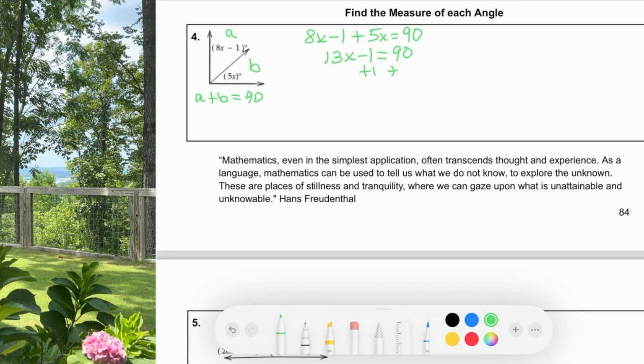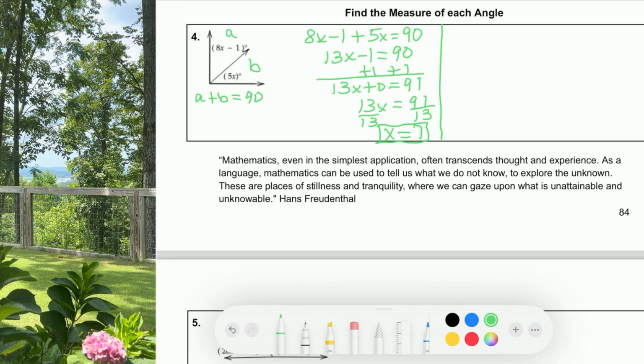Add 1 to each side. I get 13x plus 0 equals 91. So I have 13x equals 91. Now I'm going to divide both sides by 13. And we get x equals 7. Now remember, we're not done. That's only the value of x. Now we've got to use that to find the actual measurements of our angles.